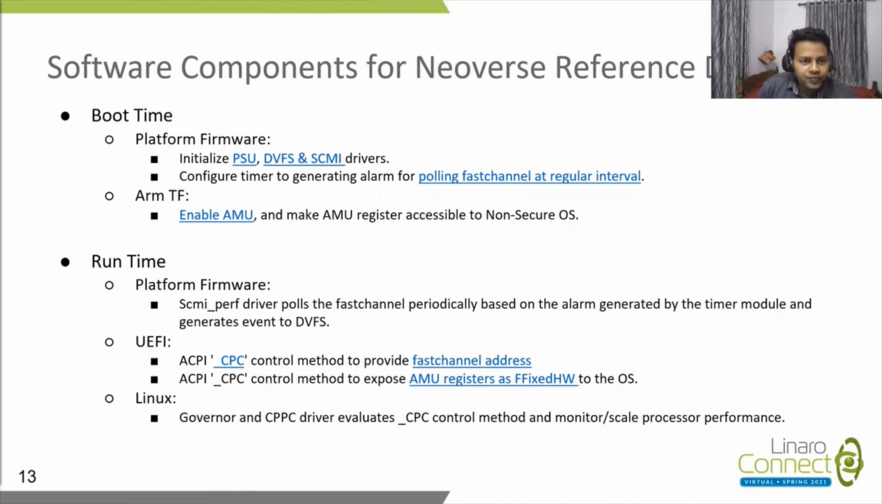And also at boot, the platform firmware needs to configure the timer to generate an alarm for polling the fast channel at regular intervals, say some 4 milliseconds or whatever is the proper value. From trusted firmware, the trusted firmware should enable the AMU registers or the AMU counters, and also the trusted firmware needs to make the AMU registers accessible to the non-secure OS.